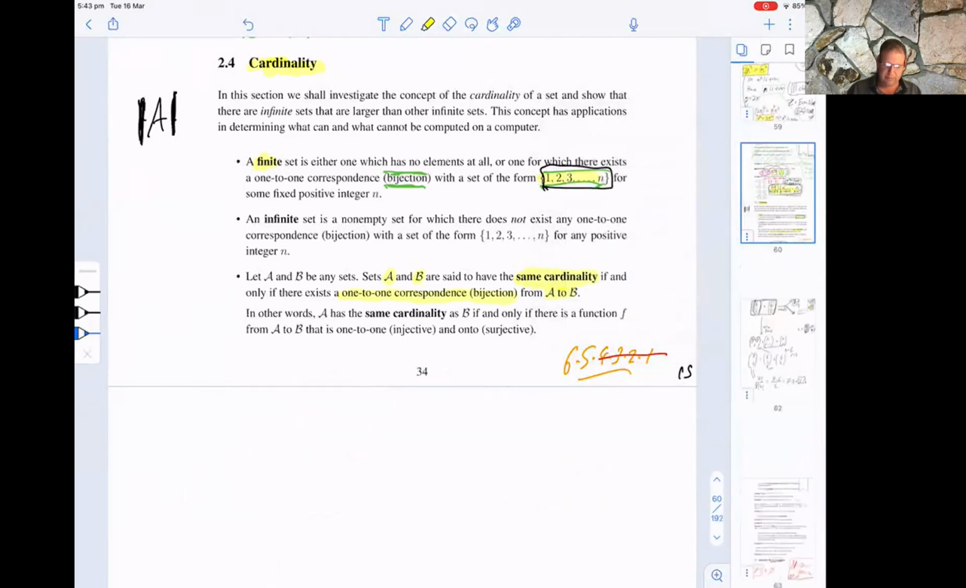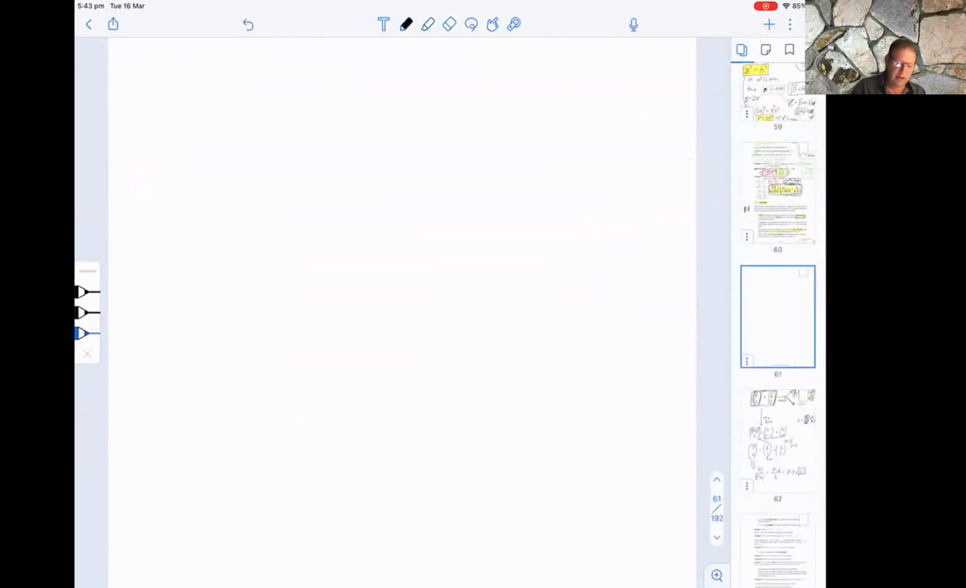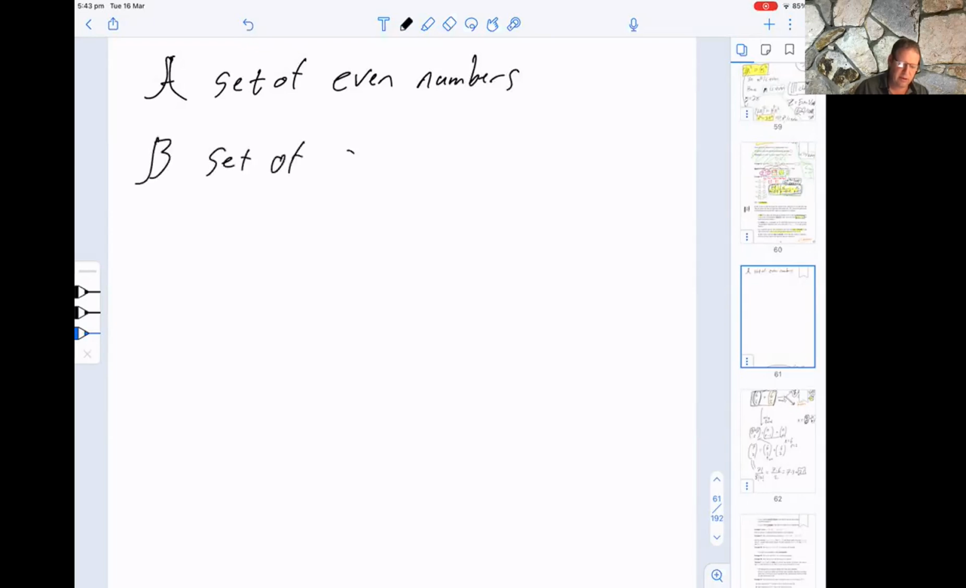Let me show you an example. So let's take A, the set of even numbers. Let's take B to be the set of odd numbers. You agree they're both infinite? You cannot, if you were to tell me, yeah, if they're finite, that means there's only n of them, but then I'll take the next one, and it's wrong.